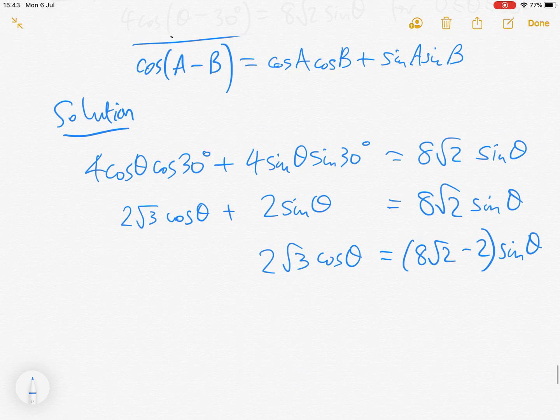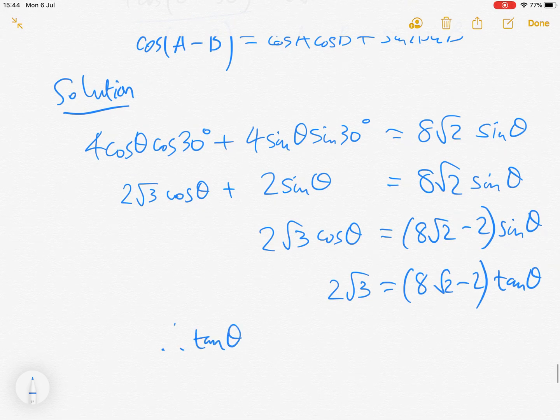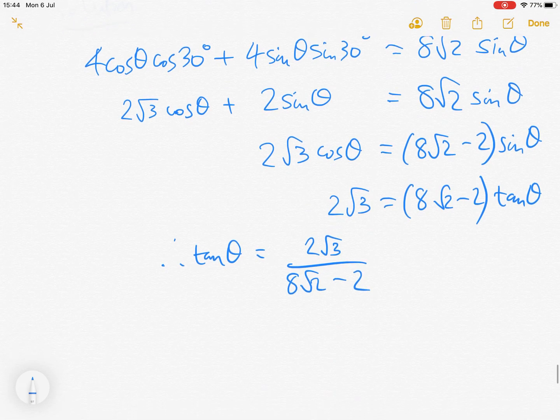And then if we divide by cos theta, that will give us an equation we can solve, because sine theta over cos theta is tan theta. So therefore we get tan theta is 2 root 3 over 8 root 2 minus 2. And then to solve this, this number is a positive number, so you can check that on your calculator.